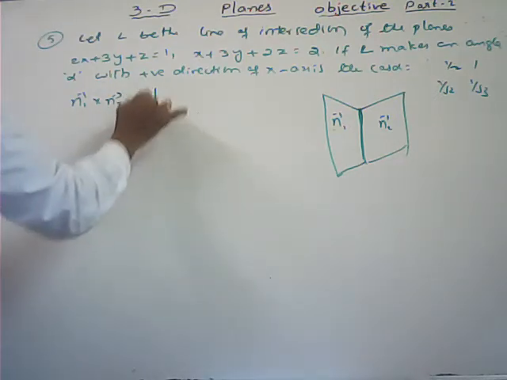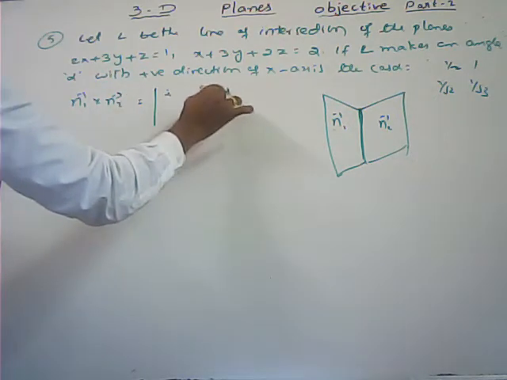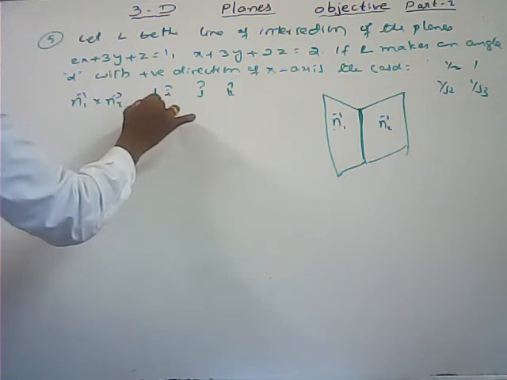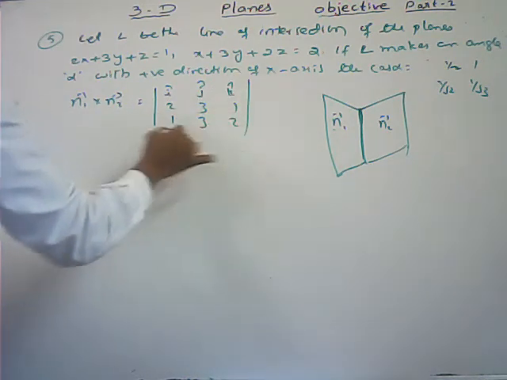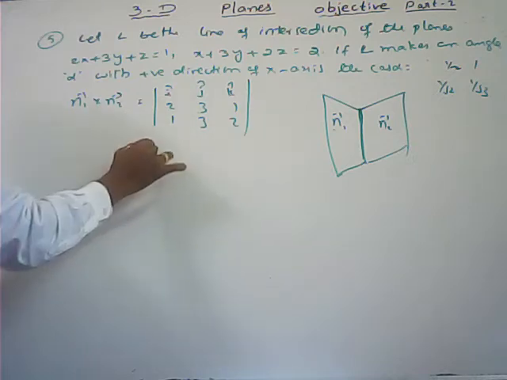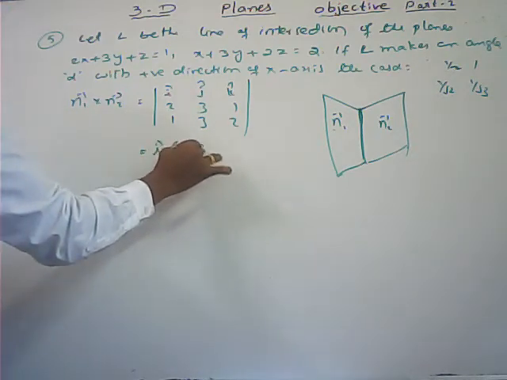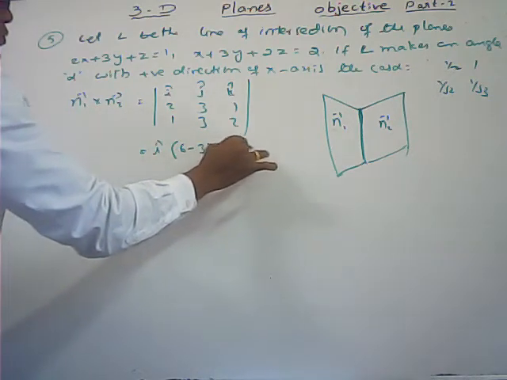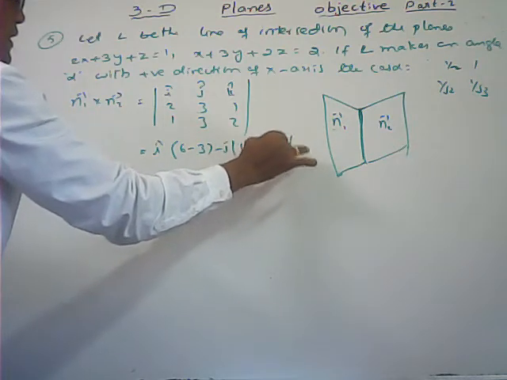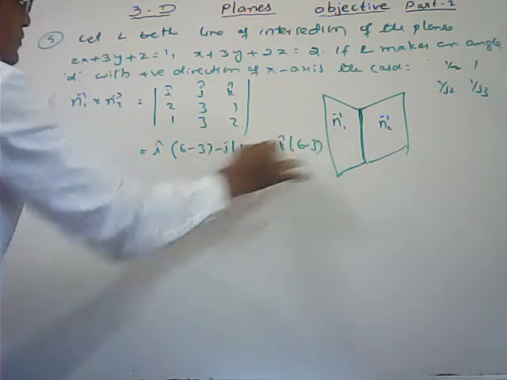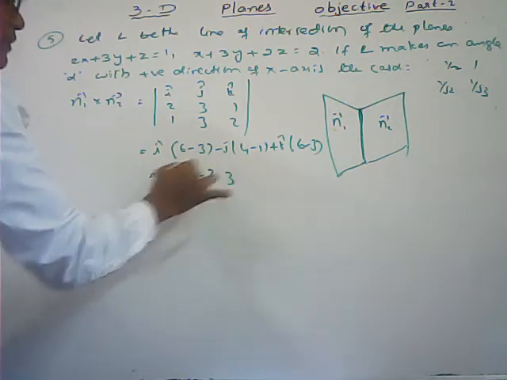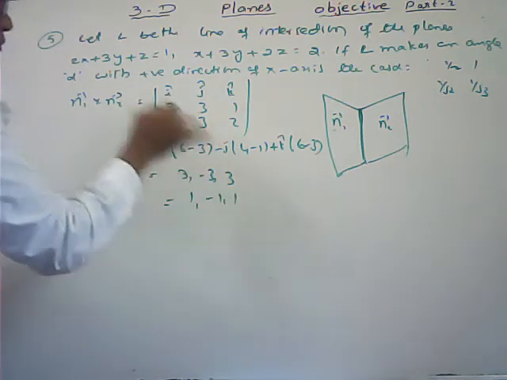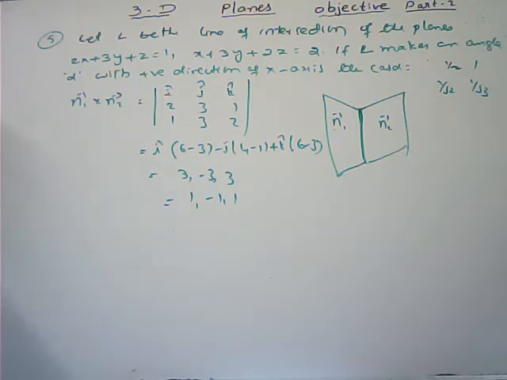That is equal to the determinant of i, j, k; 2, 3, 1; 1, 3, 2. This is n1 bar, n2 bar. I cap (6 minus 3) minus j cap (4 minus 1) plus k cap (6 minus 3). So 3, minus 3, 3, that is 1, minus 1, 1 we got. DRs, the simplest form you can take.